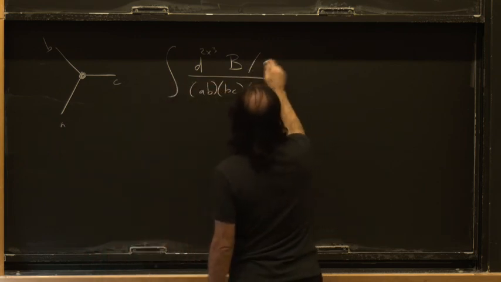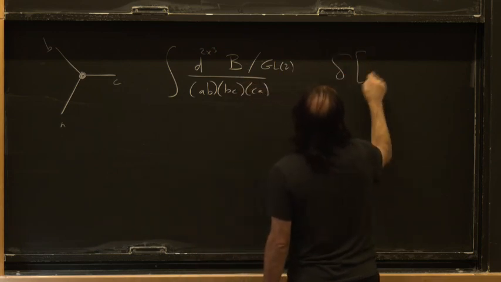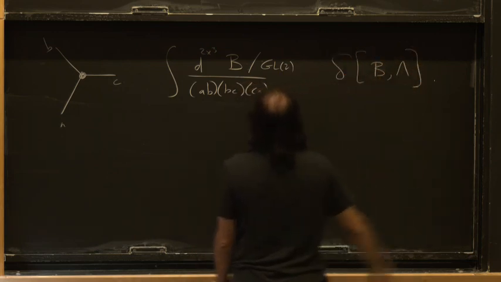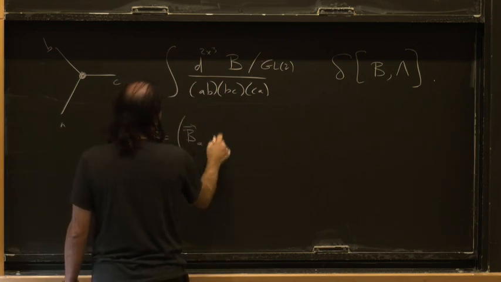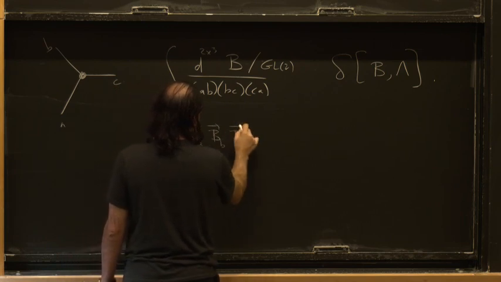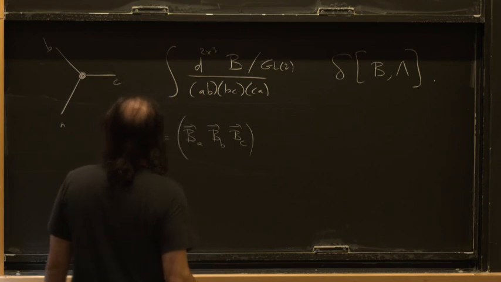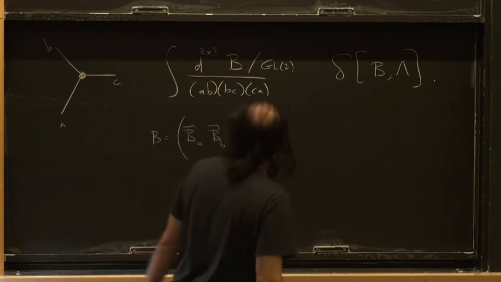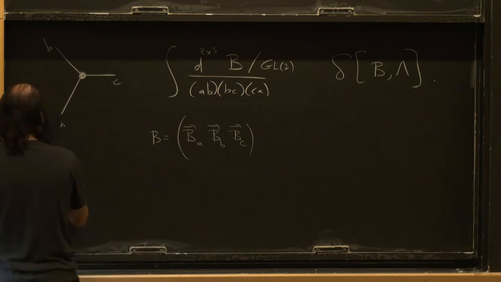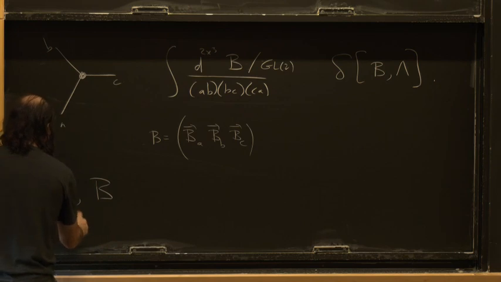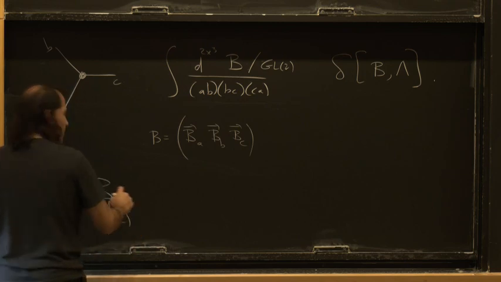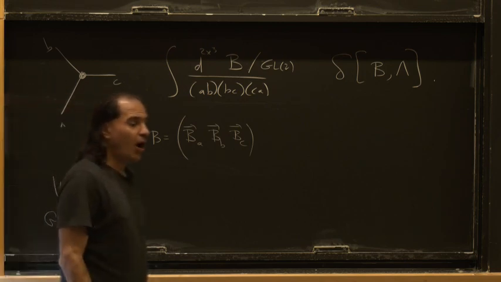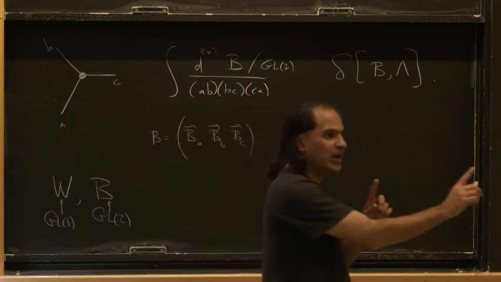And once again, mod GL2 now, delta of black and lambda. And so B would be, in this case, this 2 by 3 matrix BA, BB, and BC. Note something important about this. The W and the B are naturally acted on by a GL1 for the W's and a GL2 for the B's. Okay, that's what we're modding out by.